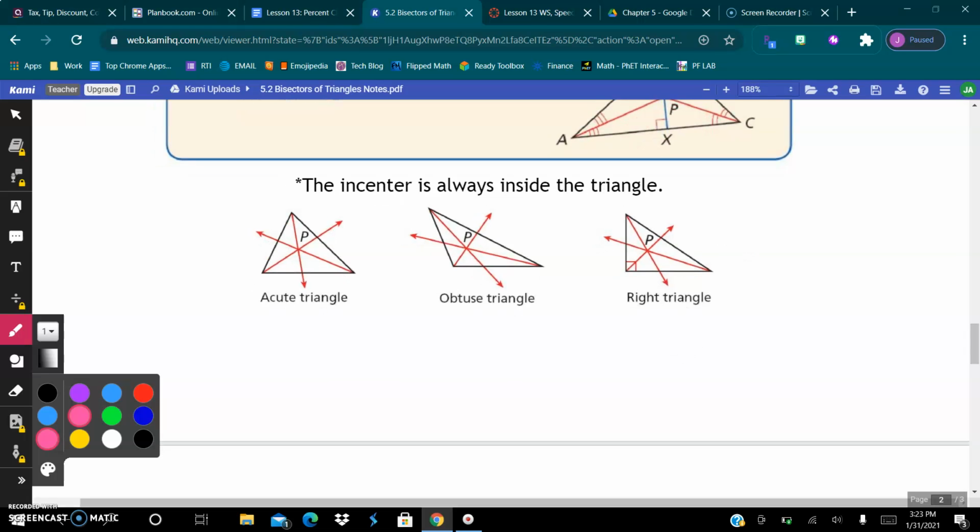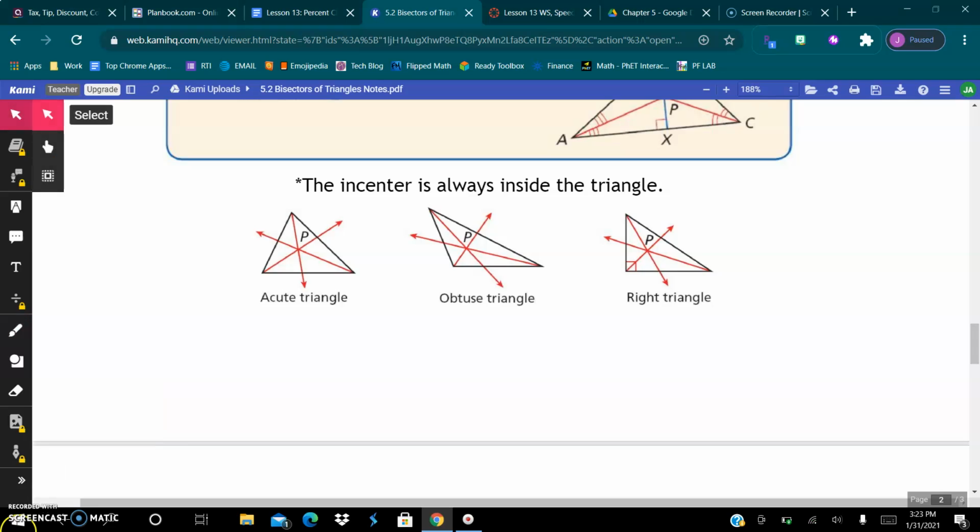The incenter is always inside of the triangle. So acute, obtuse, and right triangles are shown here. As you can see, those points are always inside of the triangle.